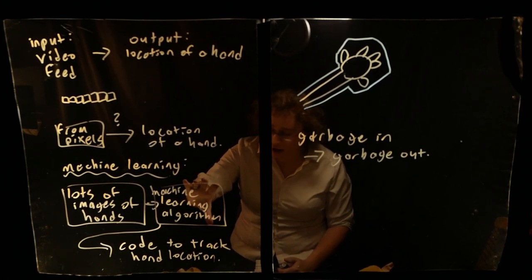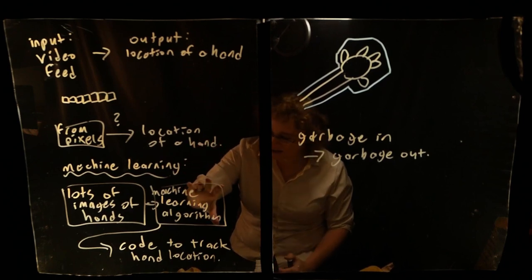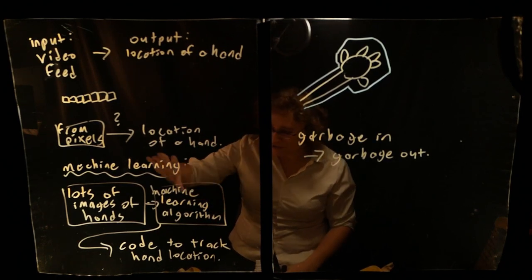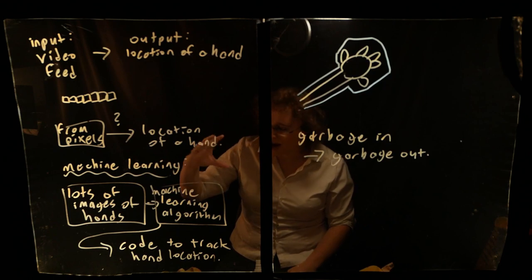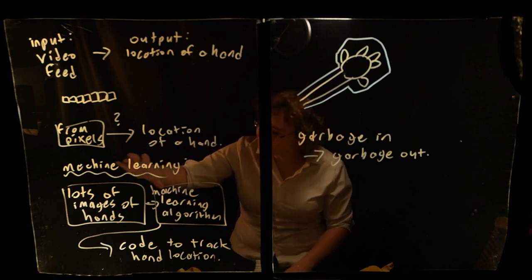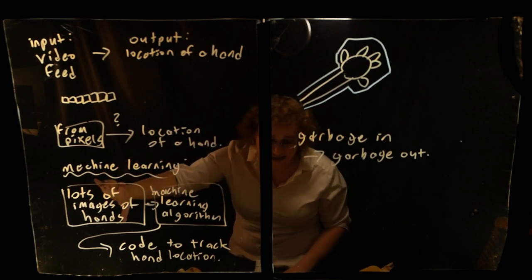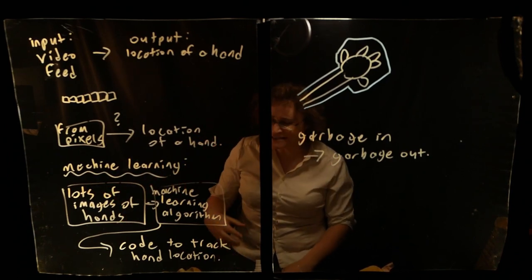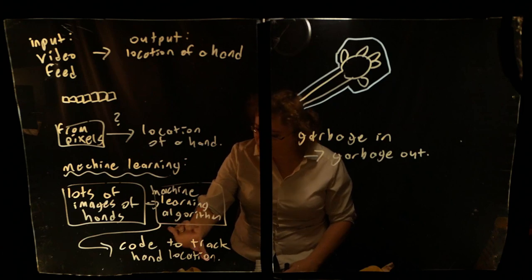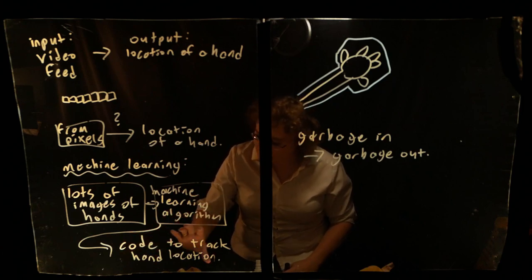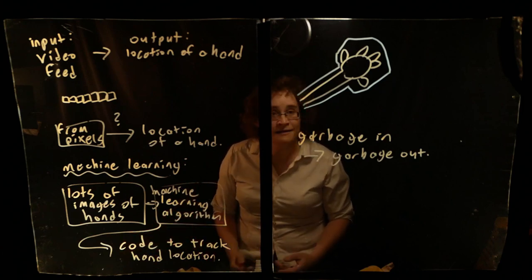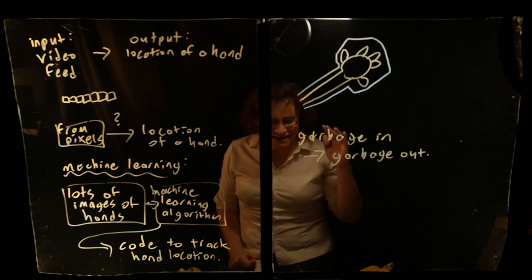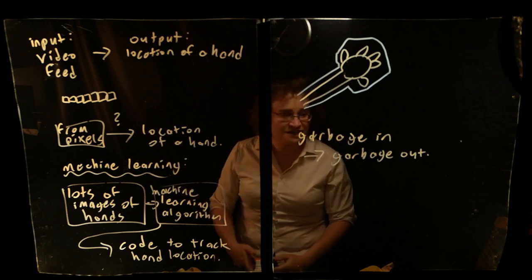A machine coded this, and the machine itself wasn't a conscious entity writing code. It was just, by trial and error, creating an algorithm based on a large set of input data. Based upon that data and millions of cycles of trial and error, it tries to create an algorithm to track the location of a hand. And that is ultimately what's going on at an extremely high level in machine vision systems.